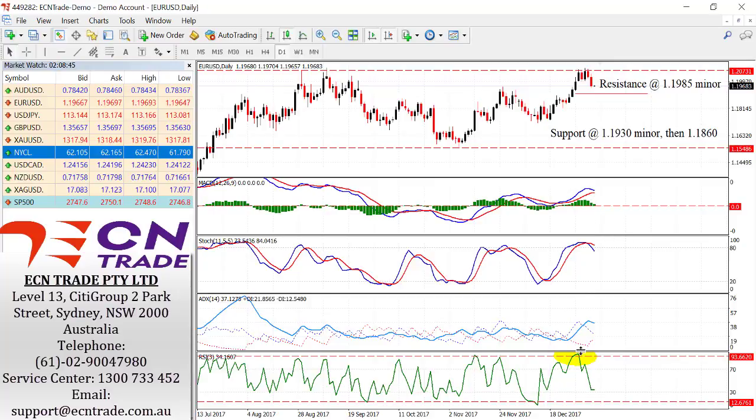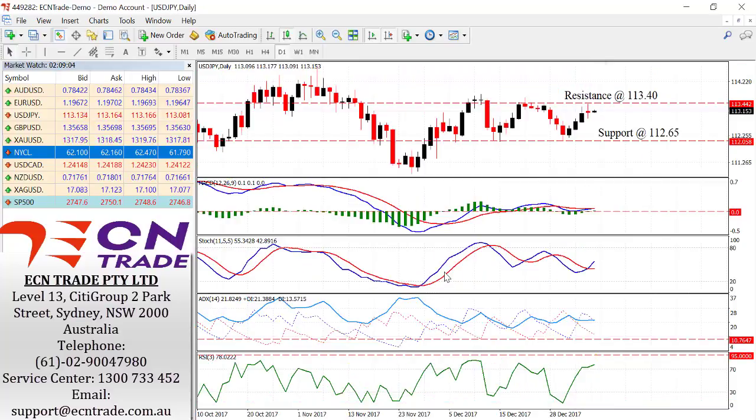And looking at the stochastic as well as the MACD and also the RSI does support a further case to the downside, with the immediate target coming in at 119.30 and then down towards 118.60 and reassess from there. Any advances should now find a cap around 119.85 on the day.